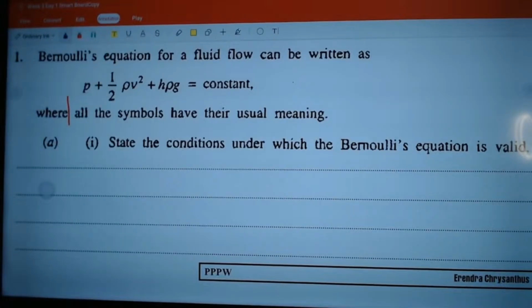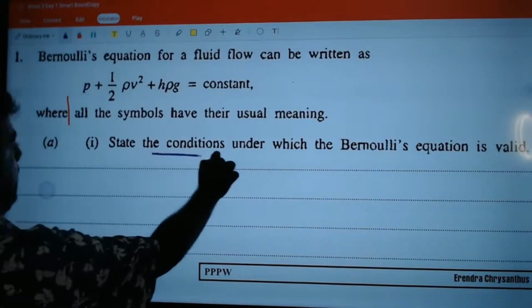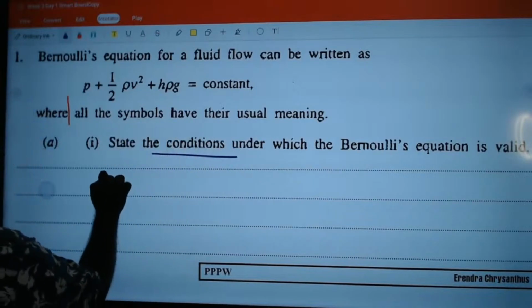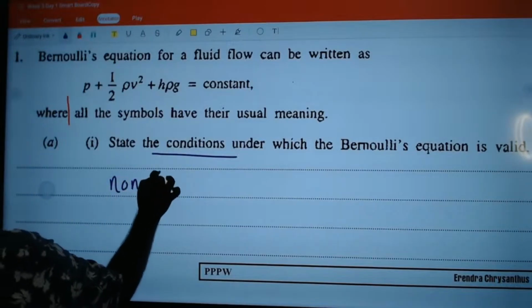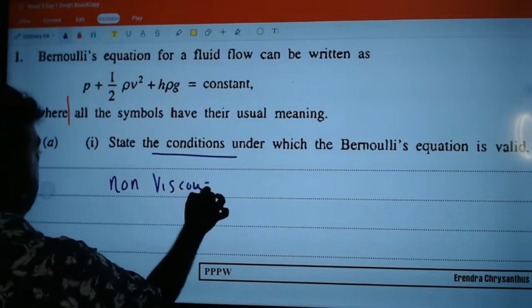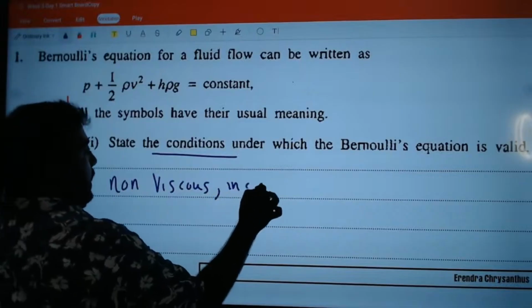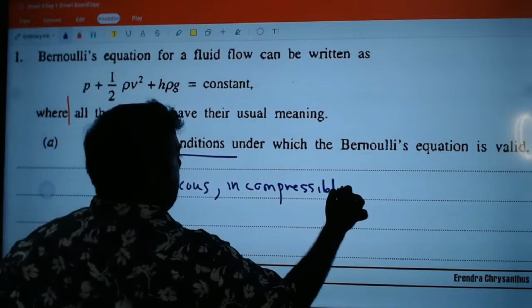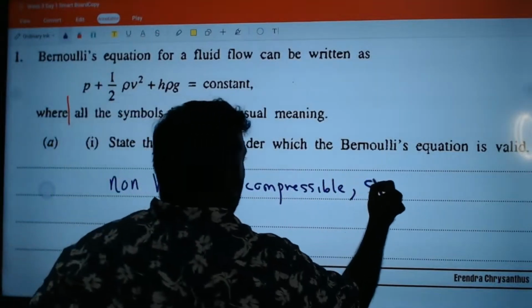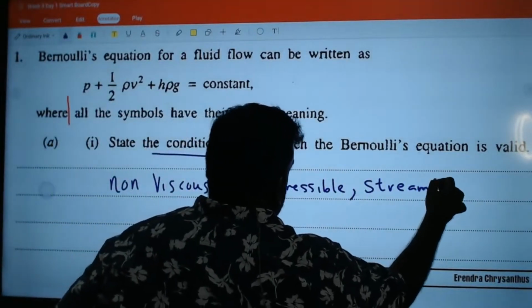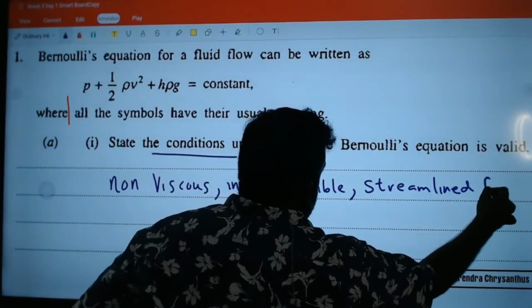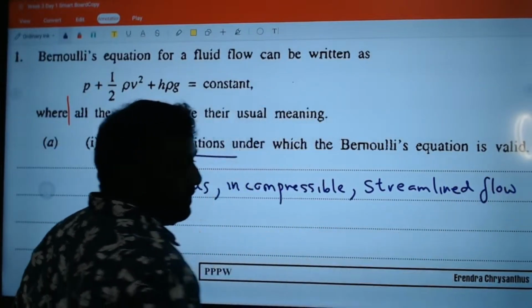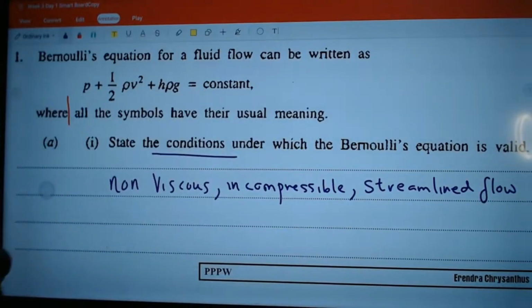Bernoulli's equation is given by this, where all the symbols have their usual meaning. State conditions to apply Bernoulli's equation. Non-viscous, incompressible, streamlined flow. Very basic knowledge, but important. Non-viscous, incompressible, streamlined flow. Right.